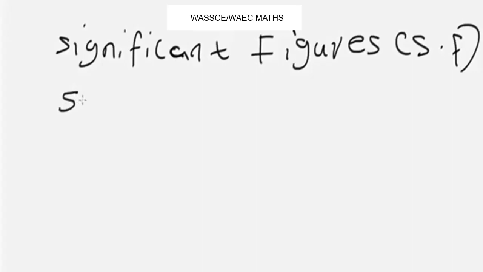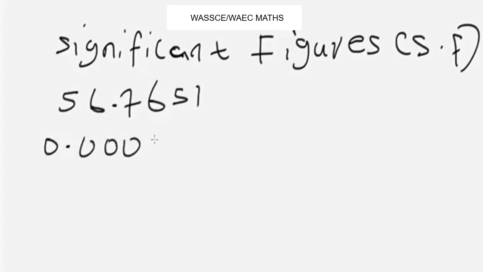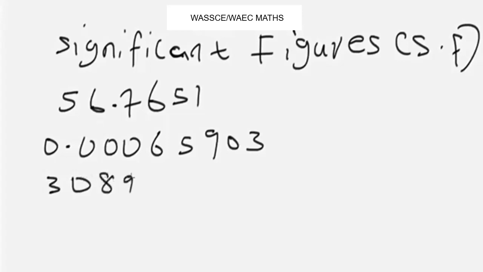Let's say we have here 56.7651, and we have 0.00065903, and we have 30896.3. Now, note that significant figures start from the non-zero numbers. Unlike decimal places, which start from after the decimal point, in the case of significant figures, they don't consider where the point is. What it basically does is start from non-zero numbers. Take note of that, guys.